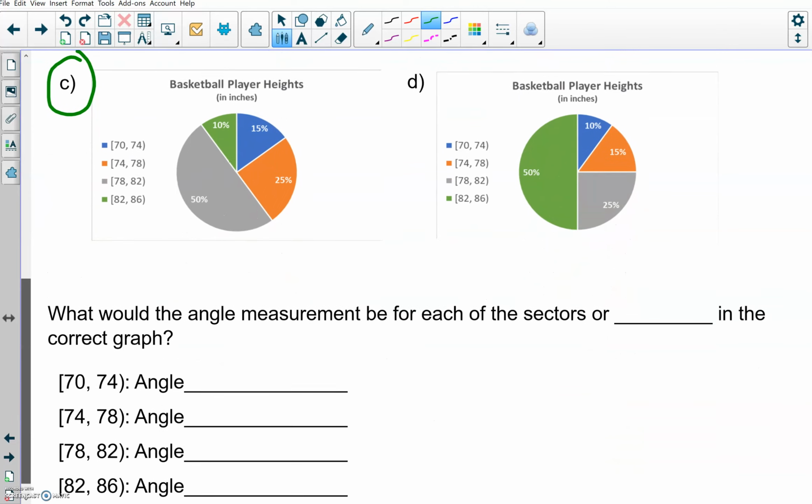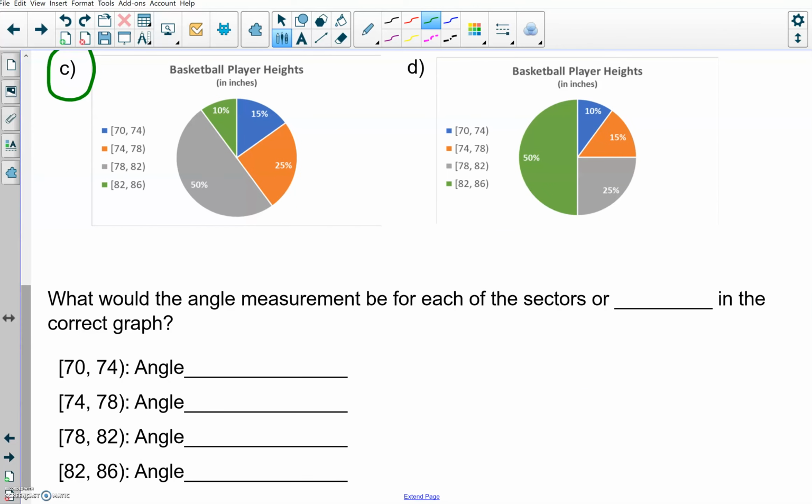And then follow up here: what would the angle measurement be for each of the sectors or slices? So another fancy name to be aware of. They will often, in a circle, looks like pizza slices to me, but they'll call them sectors sometimes. So just keep that in mind. It's another name for the slices.